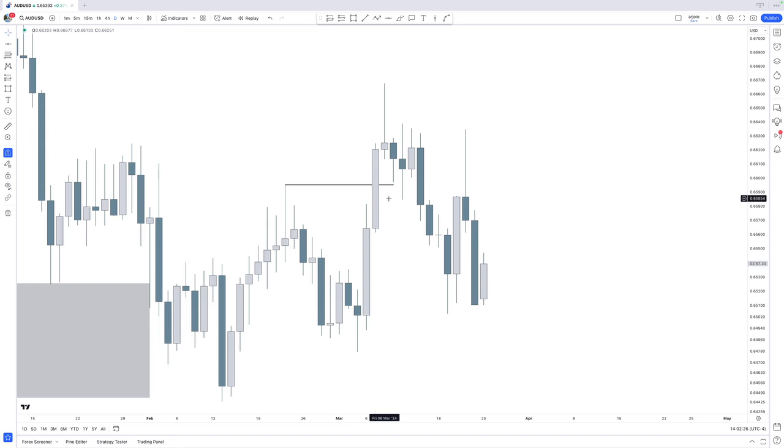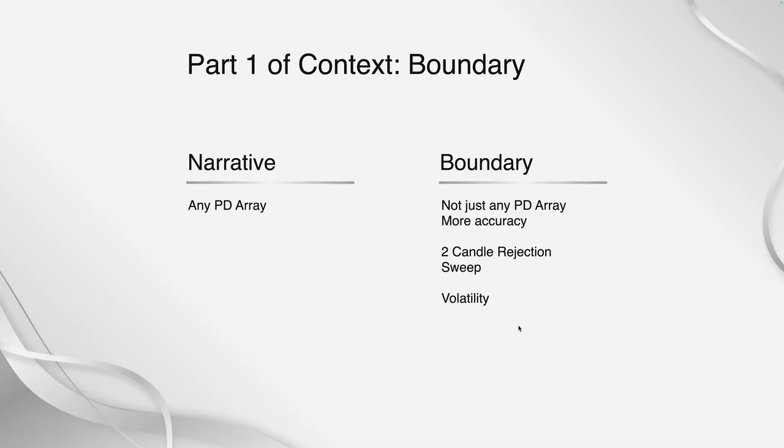The difference from the narrative is that the narrative, yes, sets you up for that potential of accuracy, but with the boundary you really need to be accurate and you need to be almost quite certain that this is the PD array that we are going to continue higher off of. Now, that is of course where the previous videos always come in handy as well. Then the next part in that boundary is the 2 candle rejection. And we have a sweep.